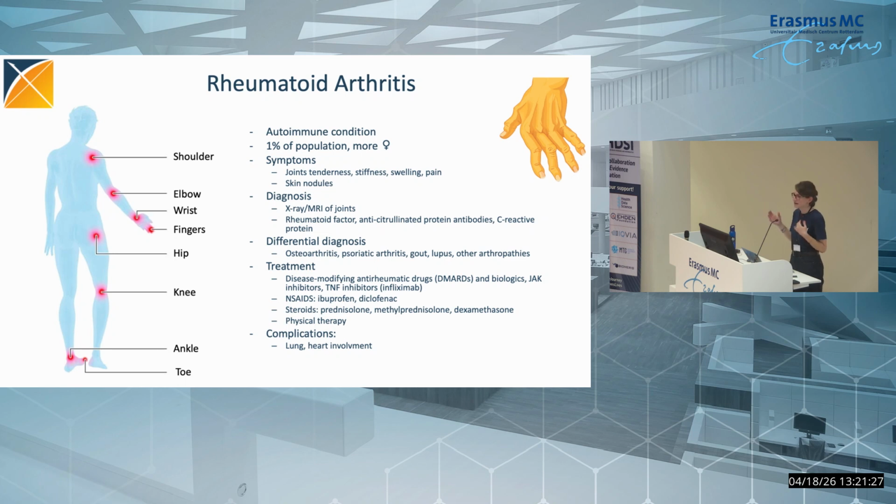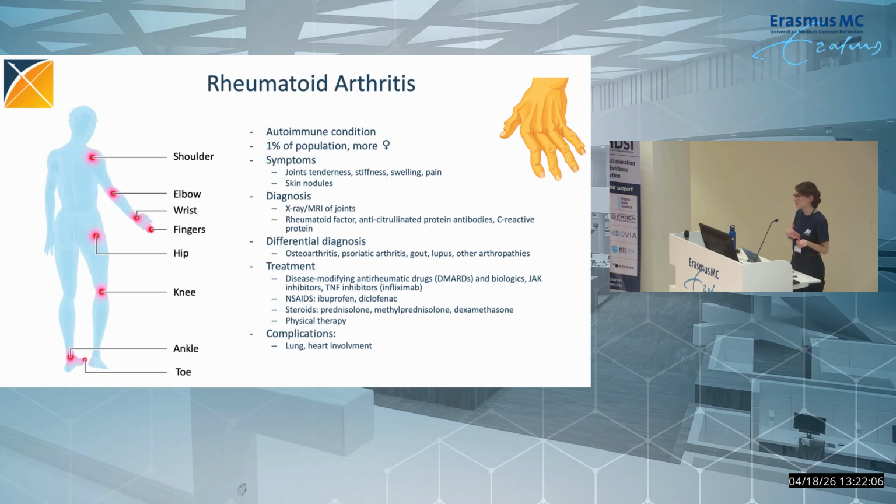So this is a slide taken from the clinical description of rheumatoid arthritis, and for those who don't know, it is an autoimmune condition, meaning that the immune system attacks the body, and specifically it attacks the joints. It affects around 1% of the general population, and it's more frequent among females. The symptoms are related to swelling among different joints, pain, stiffness, and also some other symptoms such as fatigue and skin nodules.